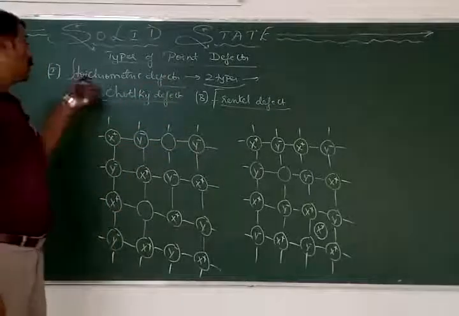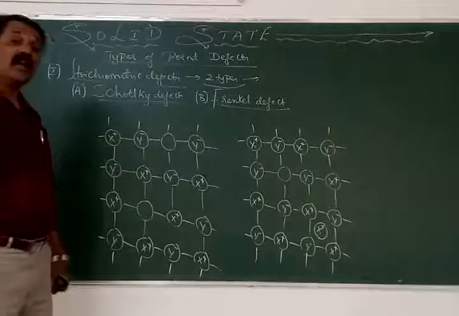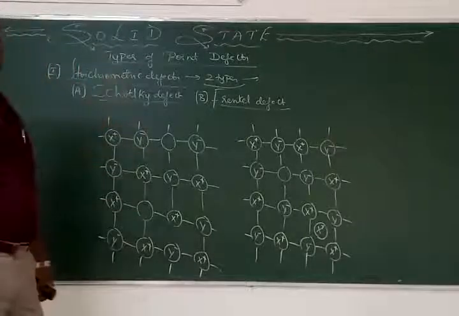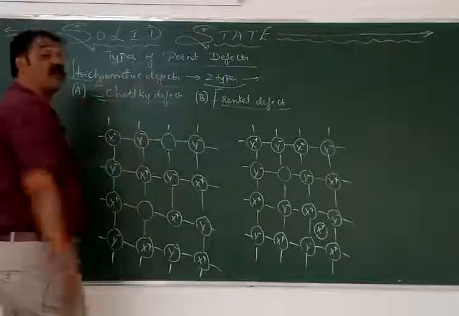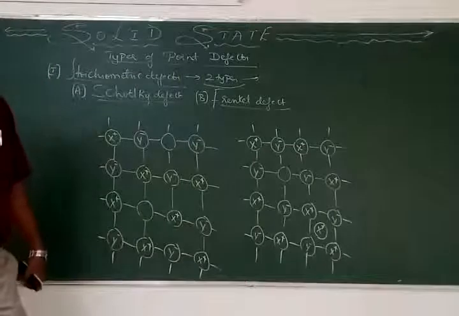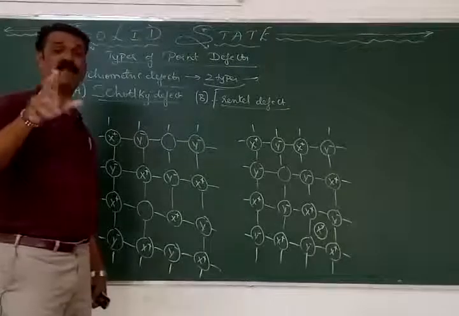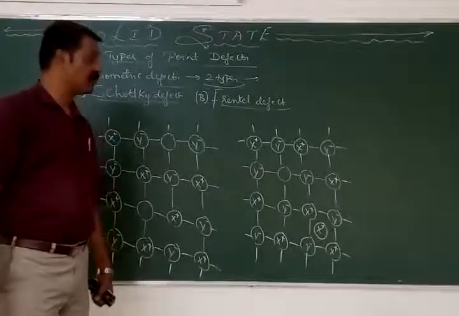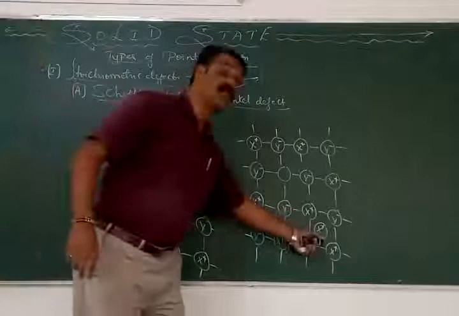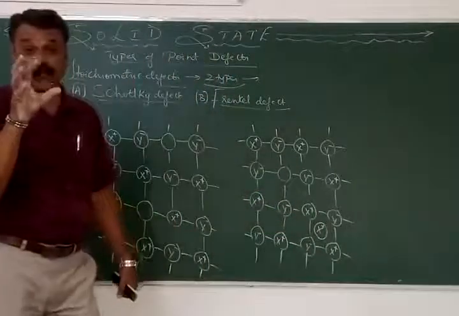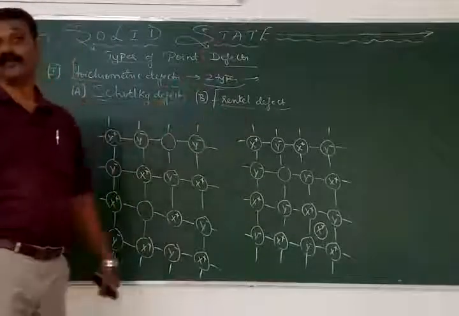So the stoichiometric defect in ionic crystals due to the missing of equal numbers of cations and anions from their original lattice points is called Schottky defect. Then the Frenkel defect is also a stoichiometric defect in ionic crystals, due to the entering of cations, or any one of the ions, preferably the cations, into the interstitial positions from their original lattice points. Instead of staying at their original points, they enter the interstitial positions. That is why it is called the Frenkel defect.